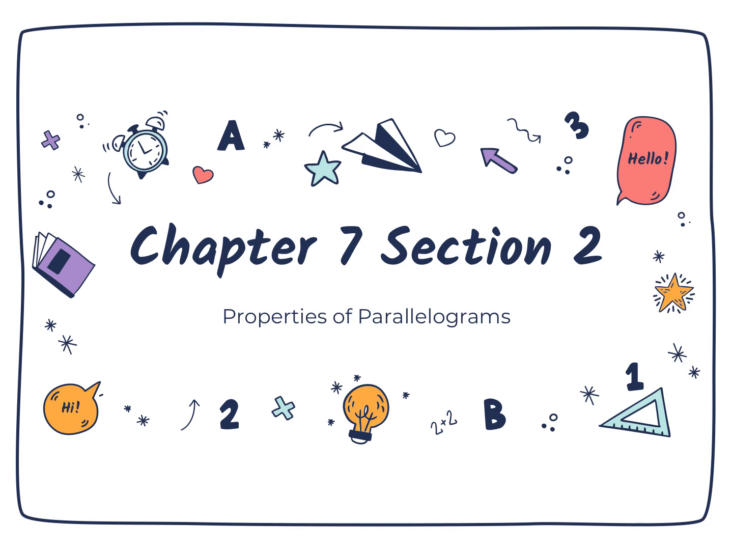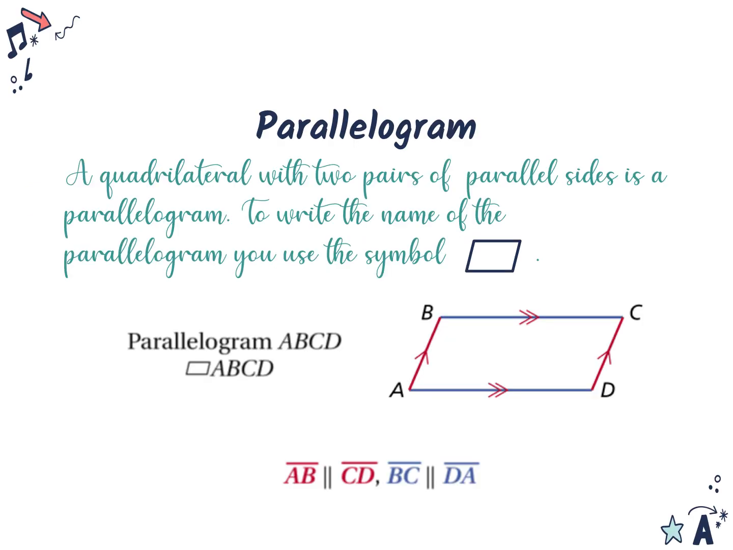So today we're going over Chapter 7, Section 2, Properties of a Parallelogram. A parallelogram is a quadrilateral with two pairs of parallel sides. To write the name of a parallelogram, you use that symbol, kind of like a square symbol. If you need to draw it, you can do it like this. It doesn't have to be perfect, just something that you're able to tell is a parallelogram.